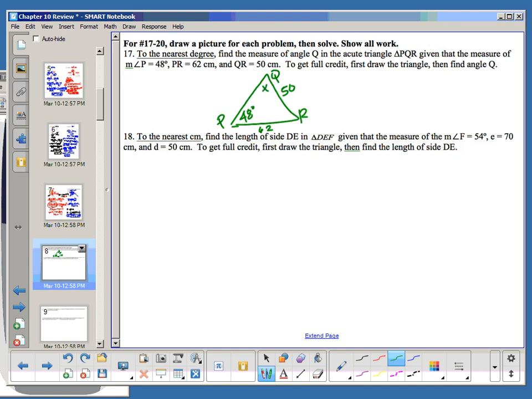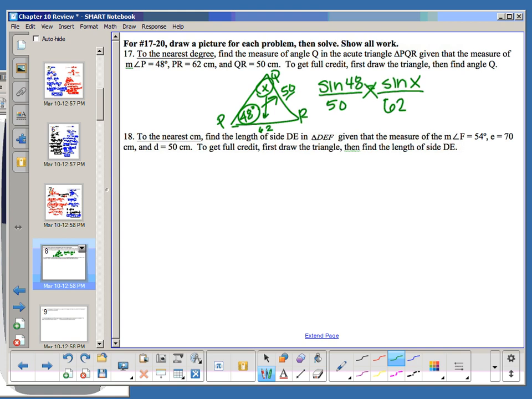And so now I have to decide. I don't have a right triangle, so I can't use SOHCAHTOA, so I have to use law of sines or law of cosines. Well, this one, they have the angle on its opposite side, and I'm trying to find that angle on its opposite side. So I'm going to use law of sines. Sine of 48 over its opposite side, 50, equals sine of x over its opposite side, 62.